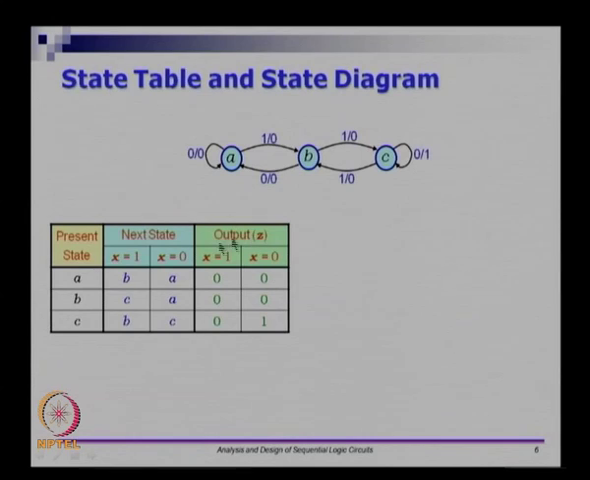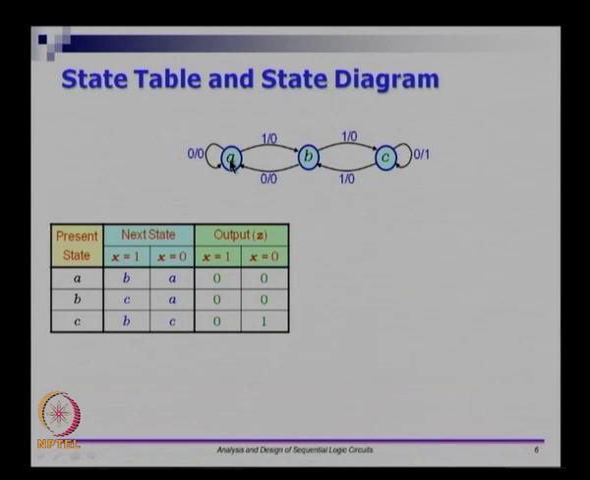Similarly for the output, the current state and the input will determine the output, right. So A on a 1 gives 0, current state A on input 1 gives a 0, and A on input 0 also produces 0, that is because of this combination.